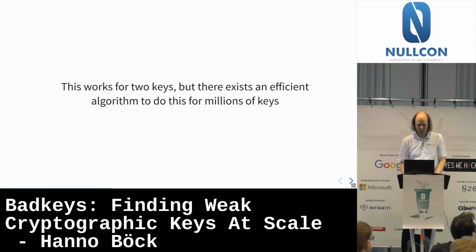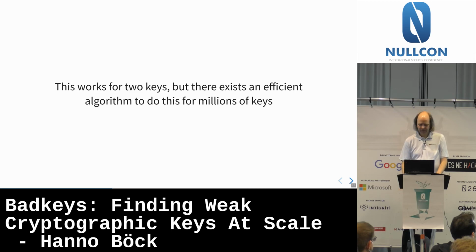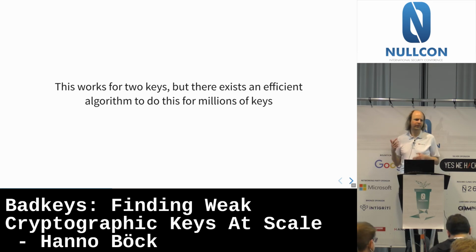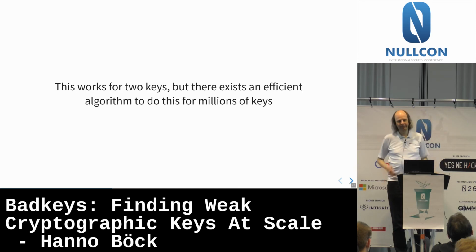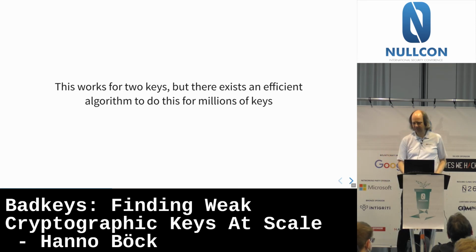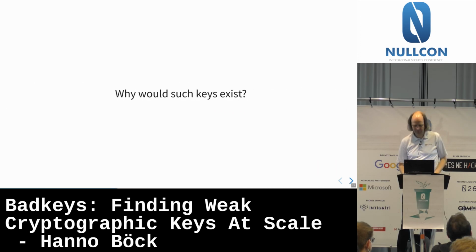Okay, so why would this happen? First of all, this works for 2 keys, but there's also an algorithm which is a bit more sophisticated, but reasonably simple to implement, where you can do this for a large number of keys. There's an implementation in C from one of these research teams that works very well for millions of keys. So what you can do is take all the keys you find on the internet, do a scan on TLS or something like that, then run this algorithm, and then you will find broken keys. And you can still find these broken keys today, of course.